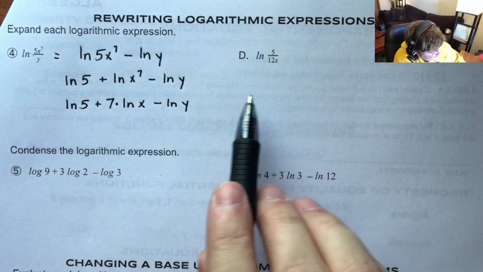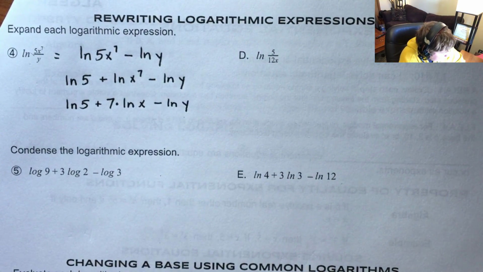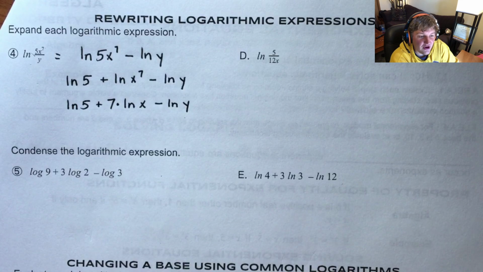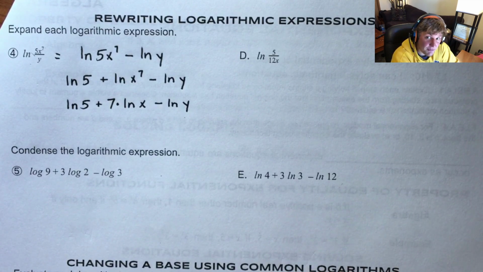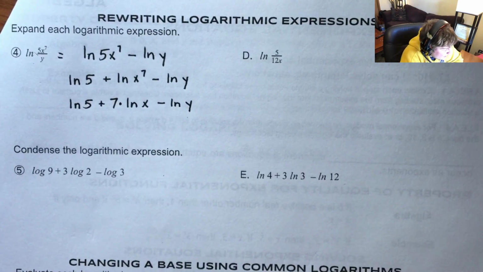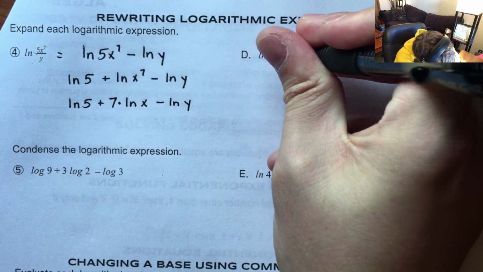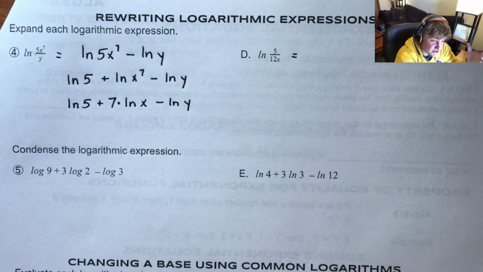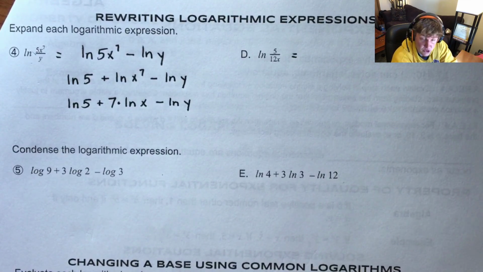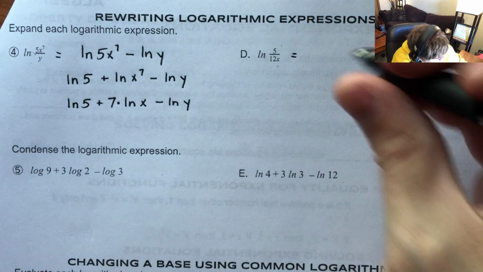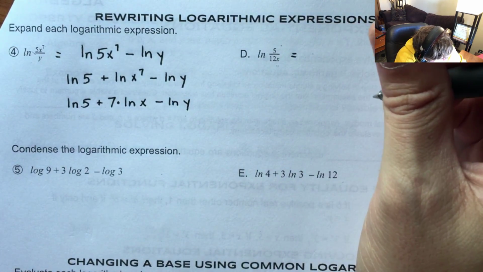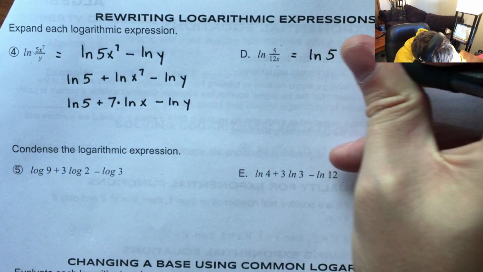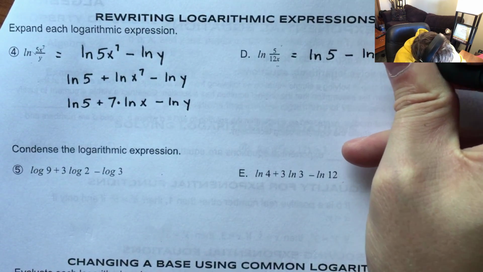Okay, so now as I look at D, the natural log of 5 over 12x, as always, pause the video, try letter D on your own, and then check it with what I'm about to do right now. Okay, so I'm dividing. The division property tells me that I can split it up, using subtraction, top minus bottom. So here, the natural log of 5 divided by 12x is going to be the same as the natural log of 5 minus the natural log of 12x.